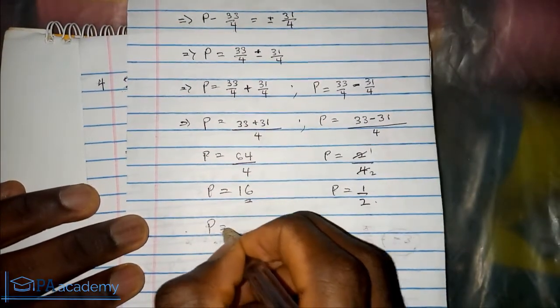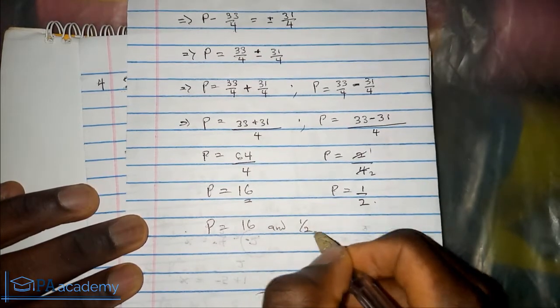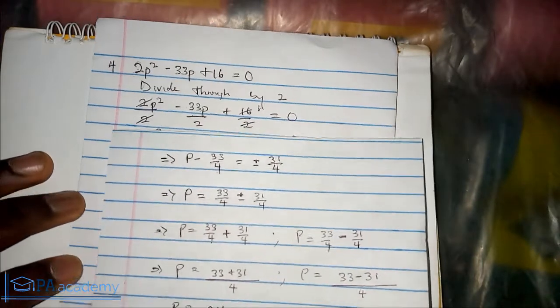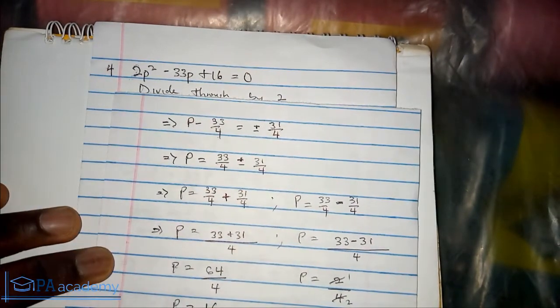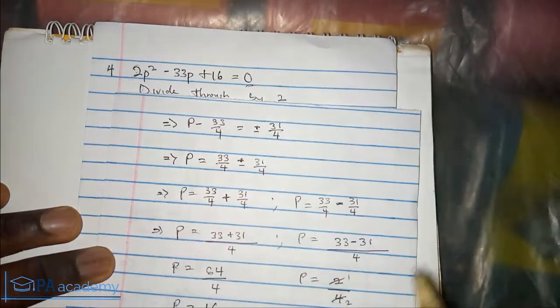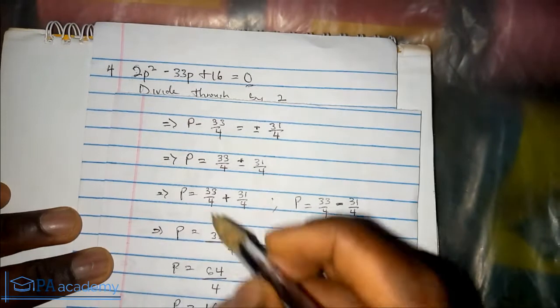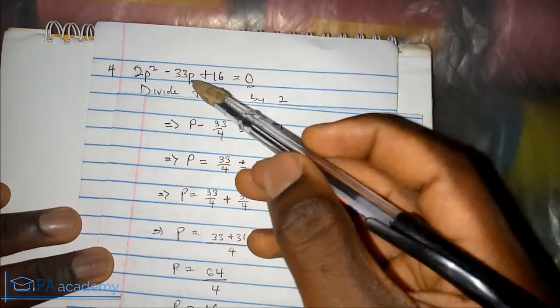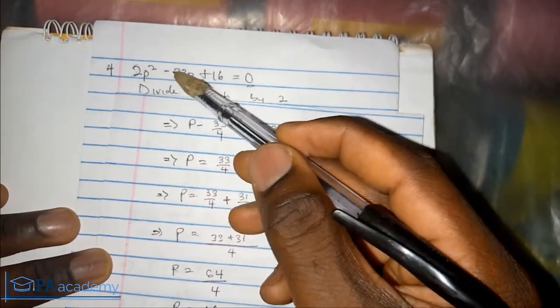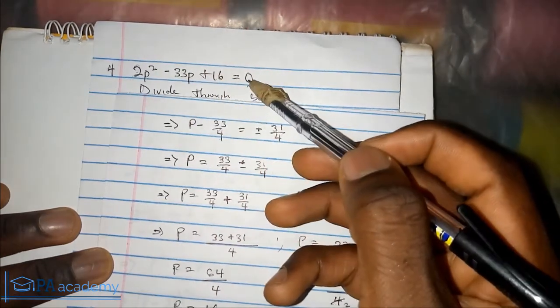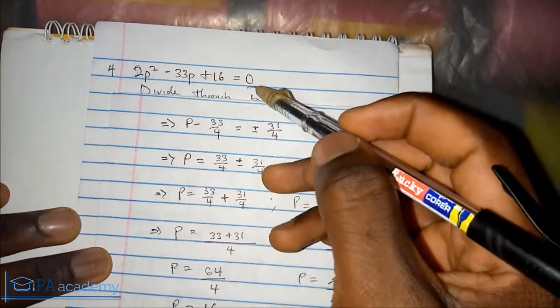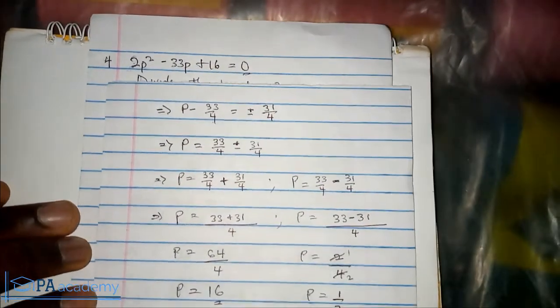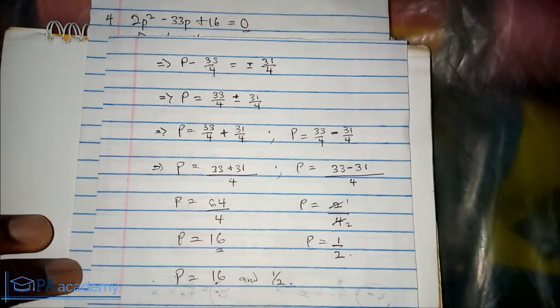At the end of solving this example 4 using the completing the square method, we've been able to get the value of p as 16 and 1/2. So just to note, to test if you are right, if you put the value of 16 into this equation, you get 0. Wherever you have p squared and wherever you have p, if you put 16 there, 16 squared minus 33 times 16 plus 16, you arrive at 0. If you also use 1/2 in place of p, you are going to arrive at 0. So that is how to solve a quadratic equation using the completing the square method.